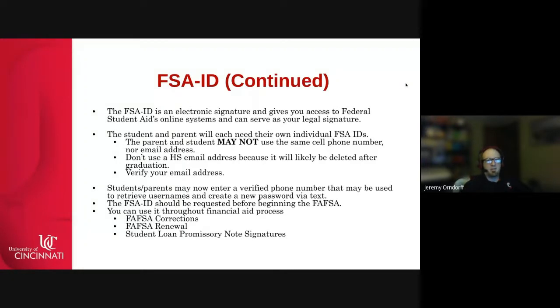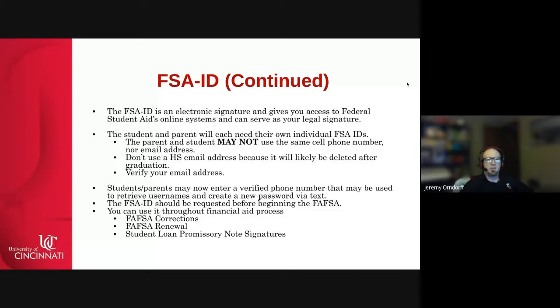And like I just said, this is unique to you. It's your signature, your electronic signature for everything. So important is student and parents. You each are going to have your own unique one. So only one parent needs to create it if parents are married. But a parent would need one, a student will need one. It can't use duplicate cell phone number or email address. It won't let two users have the same email account. It has to be unique email for each one.